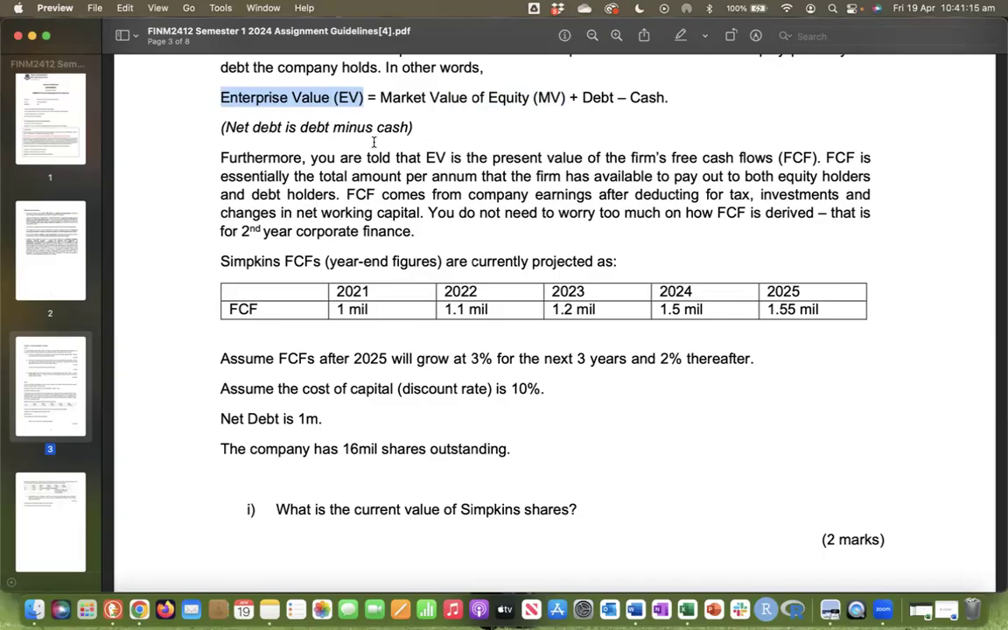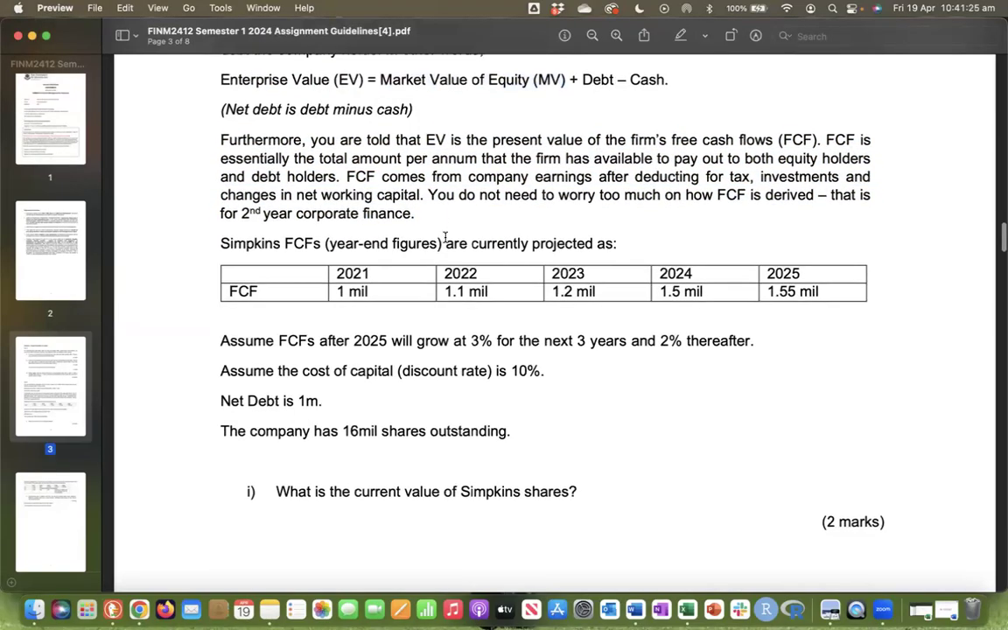Amazing. So in order to calculate enterprise value, we do it as this paragraph suggests. And I'll encourage you guys to read this in your own time. But all it's saying is that the enterprise value is the present value of the firm's free cash flows. So we're going to be doing exactly what we've done throughout the tutorials in this class. And we're going to be discounting all free cash flows back to present value to get our enterprise value.